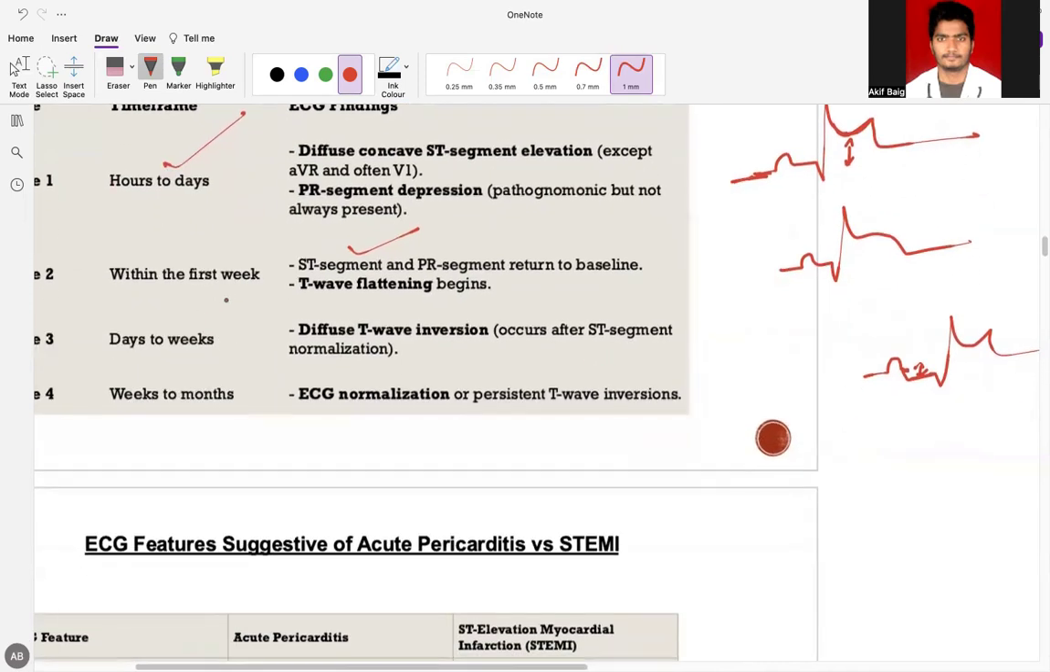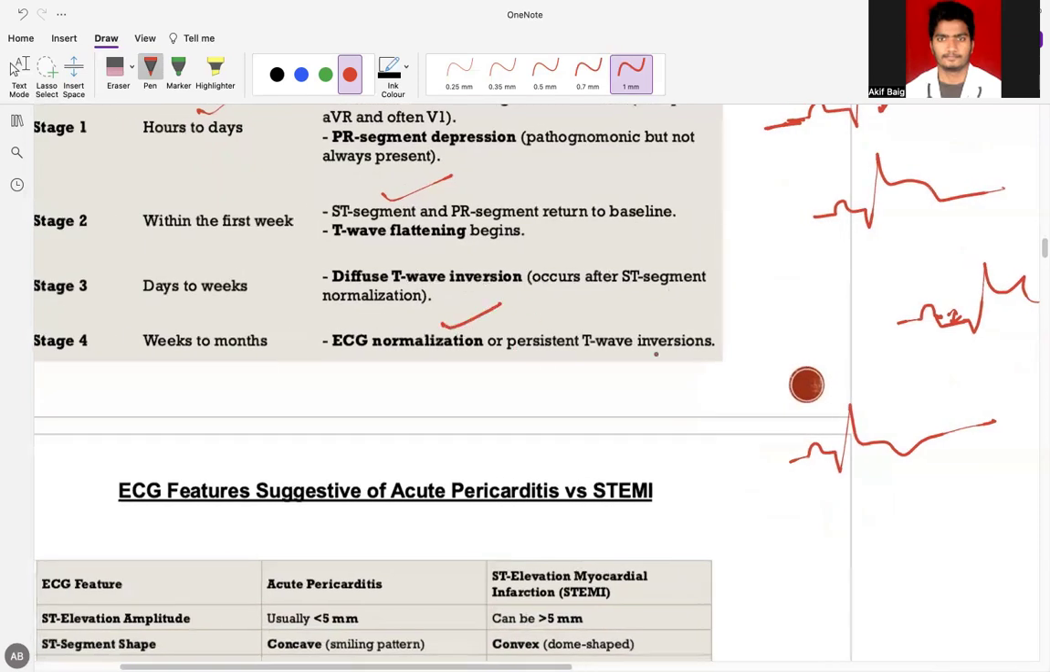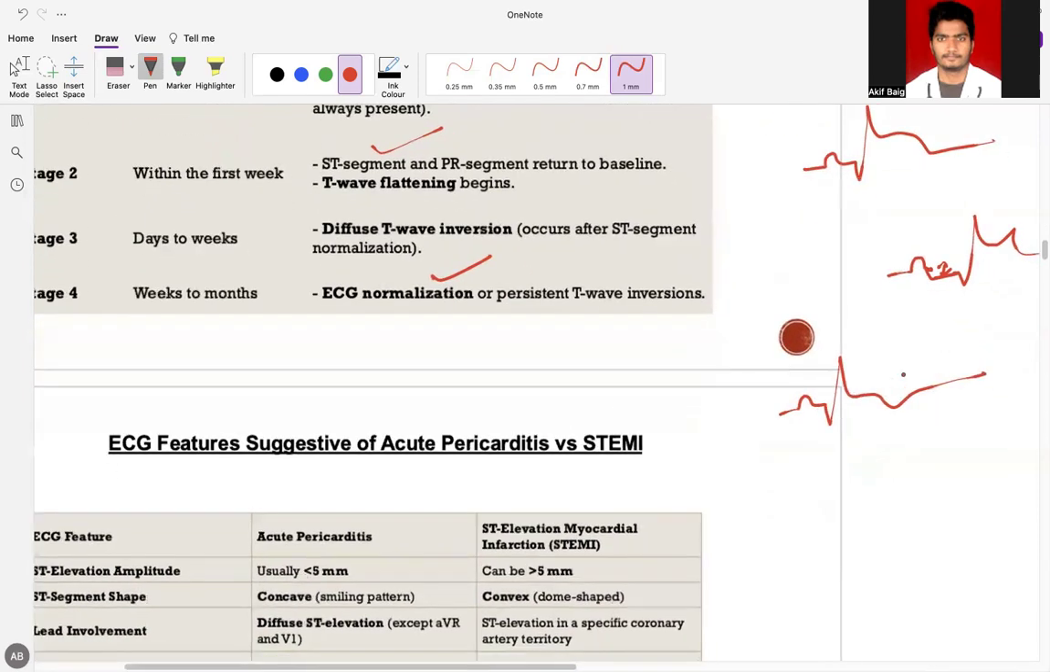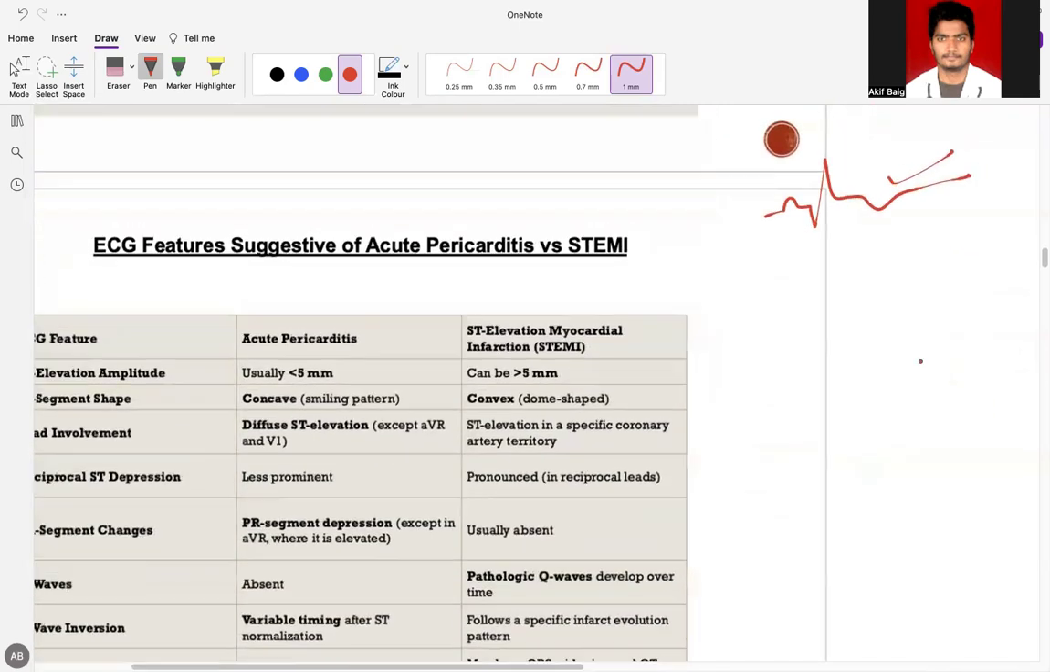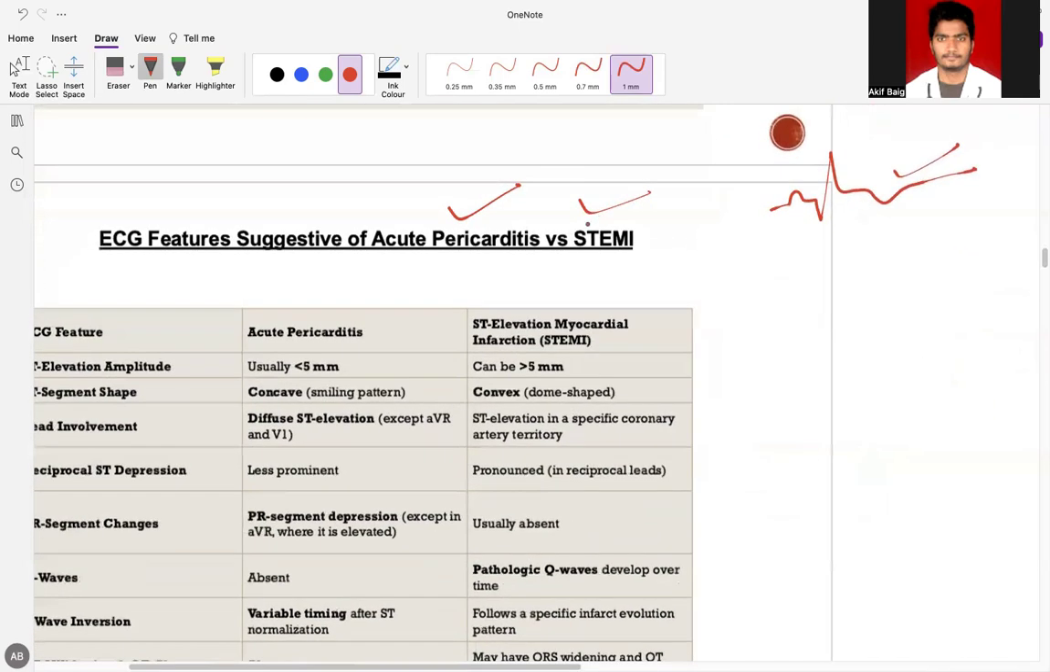The third phase, seen within the first week, days to a week, is followed by T wave inversion. You can see here there is T wave inversion, which occurs after ST segment normalization. And the fourth phase is at week 2 to months, when the ECG becomes completely normal, or there can be some persistent T wave inversion. That is stage 4.